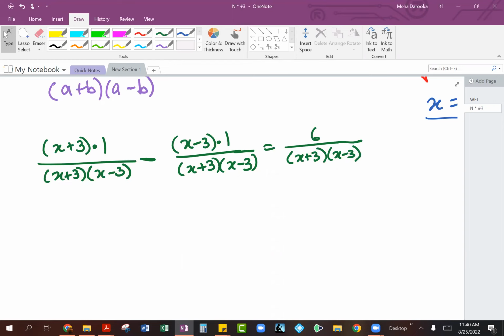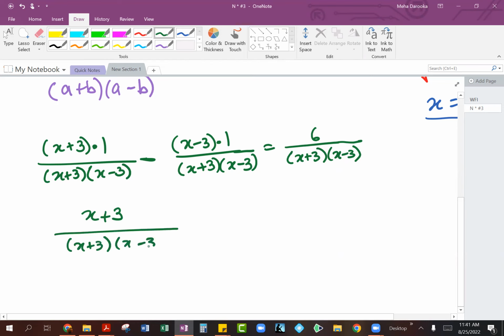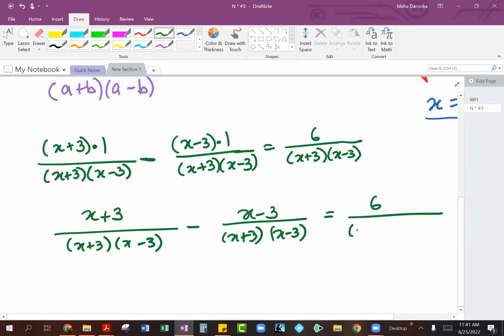All right, so let's go ahead and see how we can simplify those numerators now. So of course, anything times 1 is the number itself. So this guy will just become x plus 3, keeping that denominator as it is. Then we have a minus sign here. This guy, of course, will become x minus 3, and then the right-hand side stays the same.